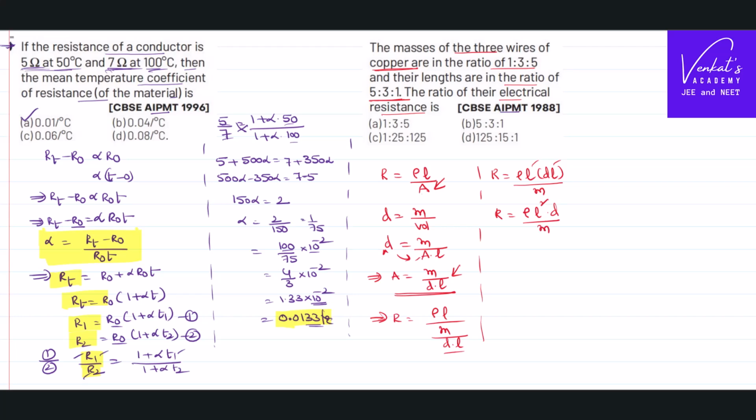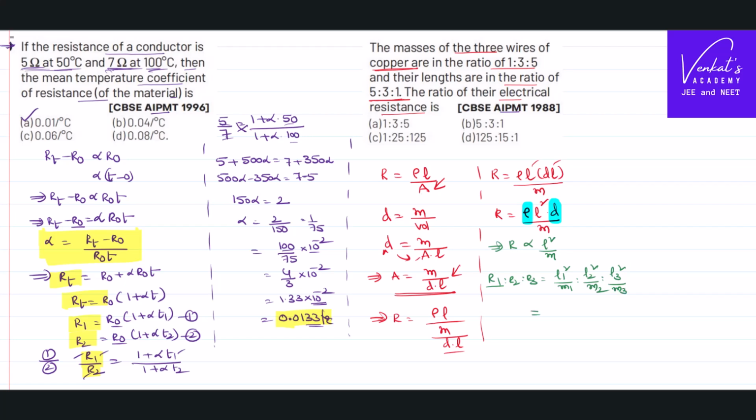As the material is the same, its specific resistance remains the same, and its density remains the same. So what we can say further is that resistance is directly proportional to L square by m. So the ratio of resistances R_1 is to R_2 is to R_3 is L_1 square by M_1 is to L_2 square by M_2 is to L_3 square by M_3, because resistance is directly proportional to L square and inversely proportional to M.